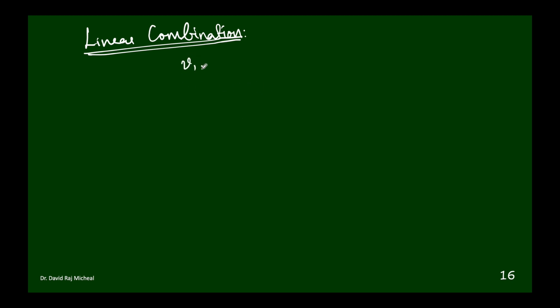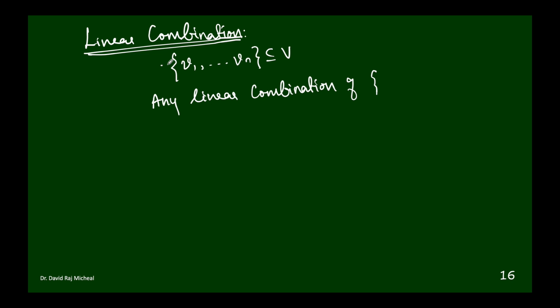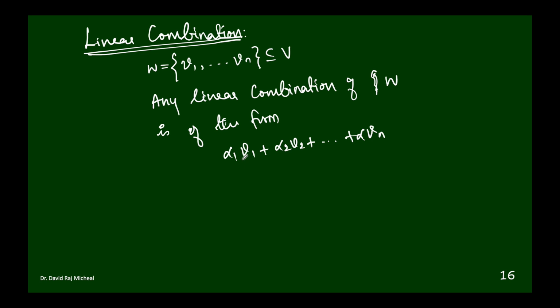Suppose I have V1, V2 and so on up to Vn. This is a set of vectors which is in V. Then any linear combination of this set, let's say this set is W, is of the form alpha 1 V1 plus alpha 2 V2 plus and so on plus alpha n Vn. That's it. I'm just adding all the vectors by multiplying with the scalars.